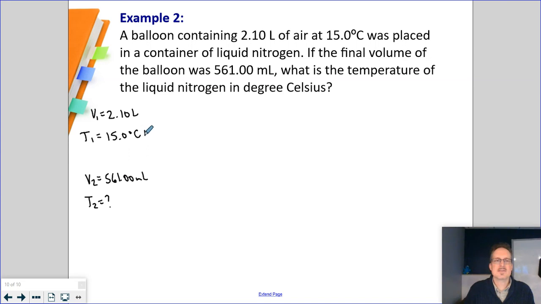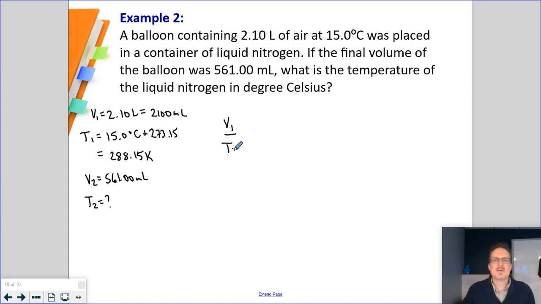So first thing I have to do is convert by adding 273.15. Got to get my temperatures to kelvins. So that's going to be 288.15 kelvins. I also don't like having milliliters and liters, so you can change either one. I like going from liters to milliliters better, so I'm going to multiply by 1,000. So 2,100 milliliters. You get 1 mark for your formula.